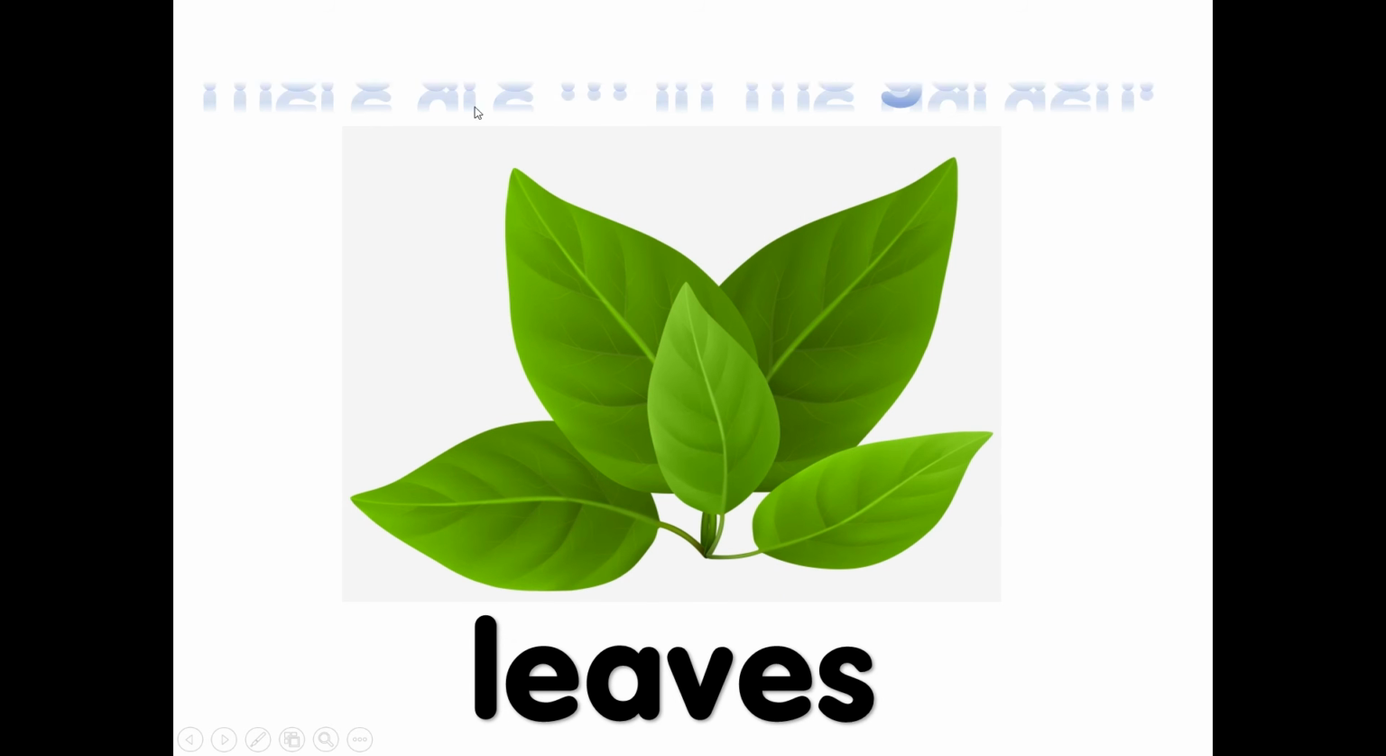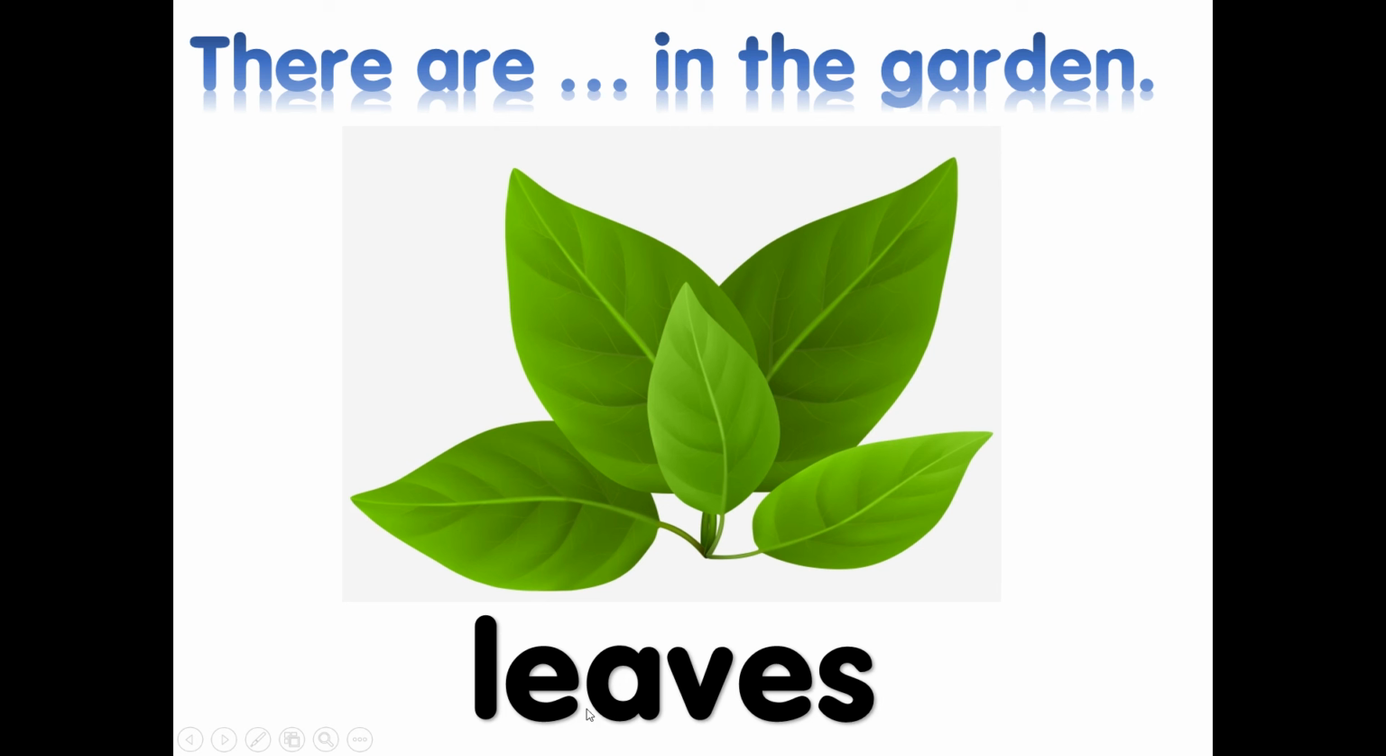叶子啊 So there are leaves in the garden. Again, there are leaves in the garden. How to spell leaves? Leaves. Leaves. There are leaves in the garden. What are these? These are trees. How to spell?